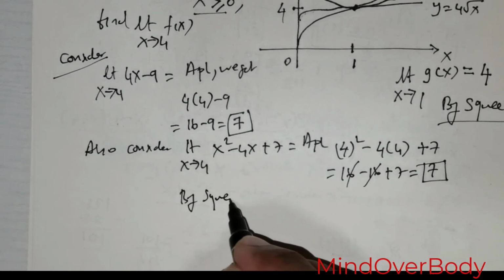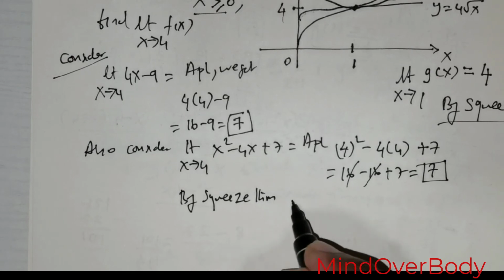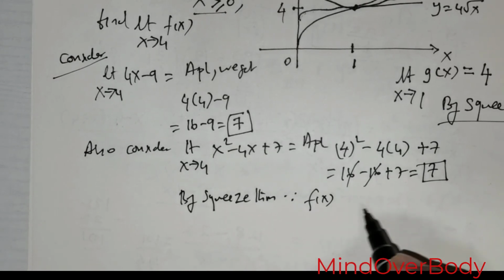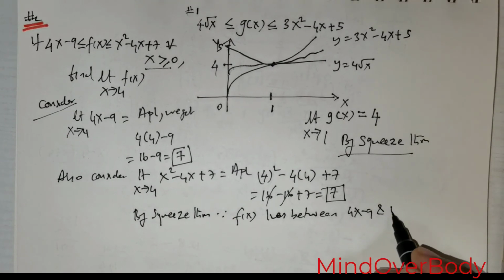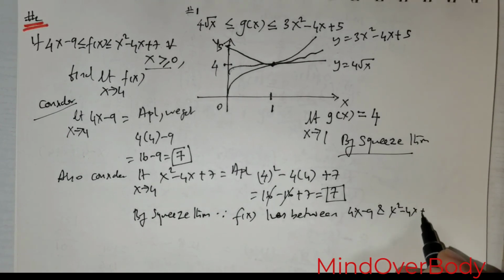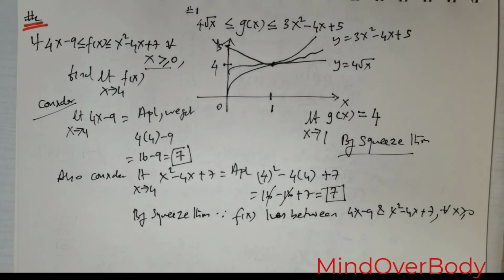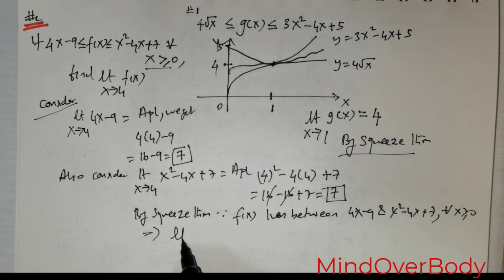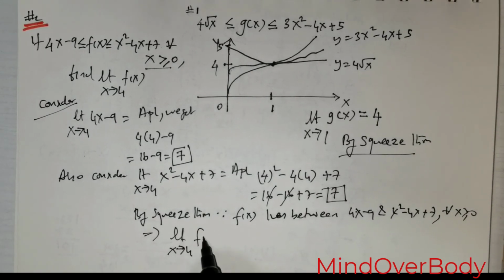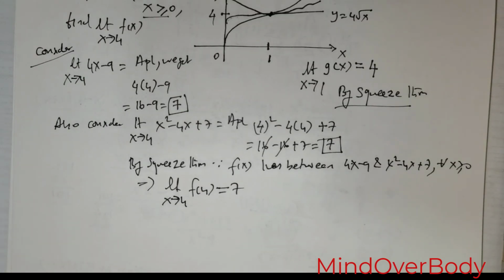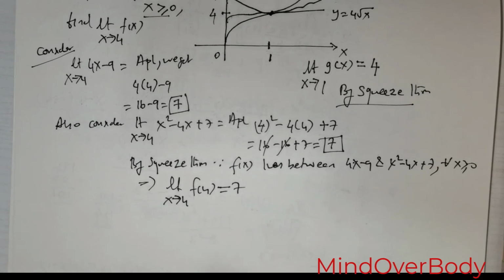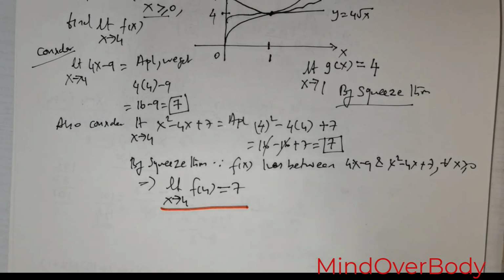By the squeeze theorem, since f of x lies between 4x minus 9 and x squared minus 4x plus 7 for every x greater than or equal to 0, this implies the limit as x tends to 4 of f of x will be equal to 7. So that is the end of the solution for this question. So we move on to the next one.